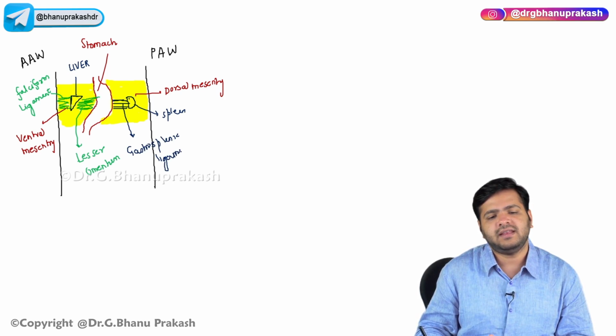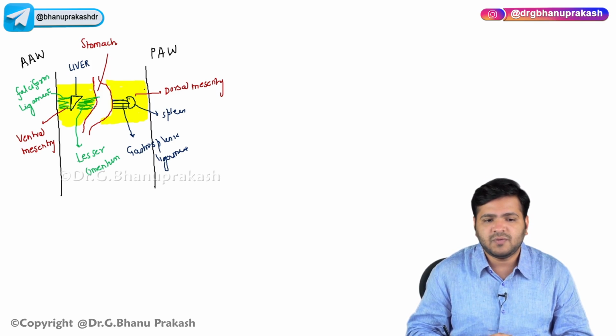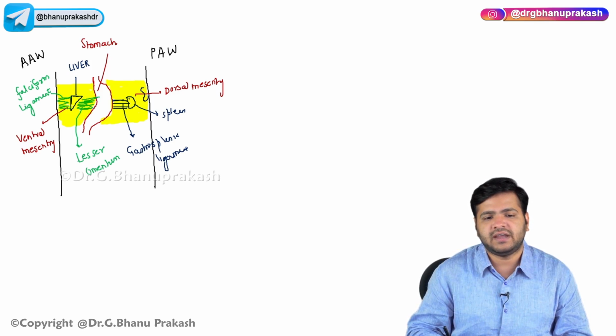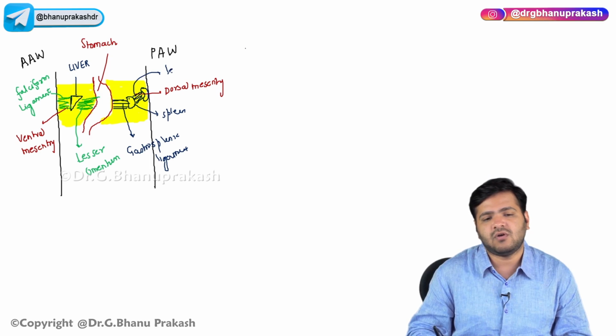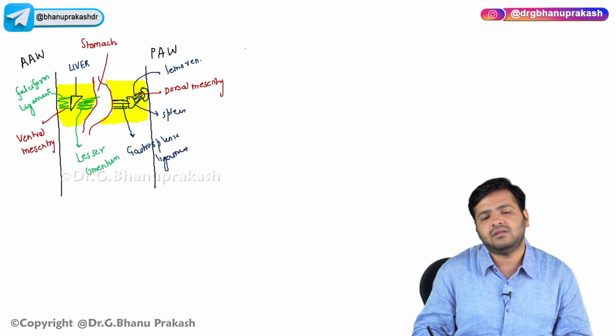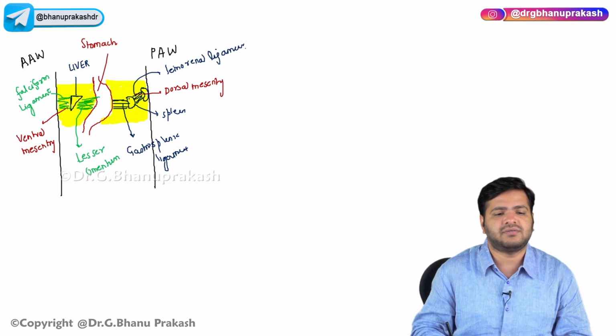And on the posterior abdominal wall, you already know the kidneys are developing. The mesentery which is connecting the spleen to the kidney is called the lienorenal ligament. Now, let me show this through a cross section over here.